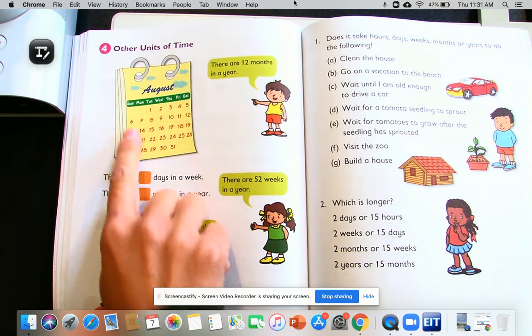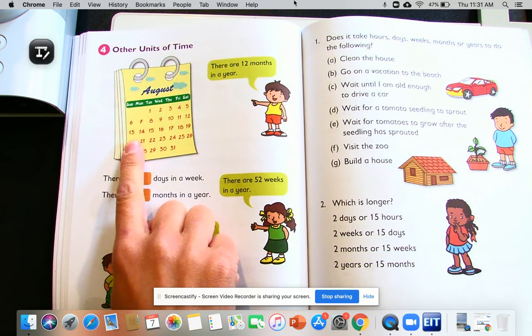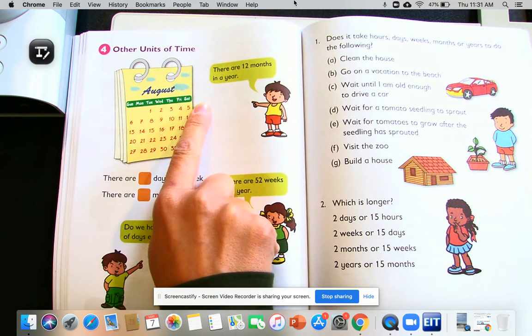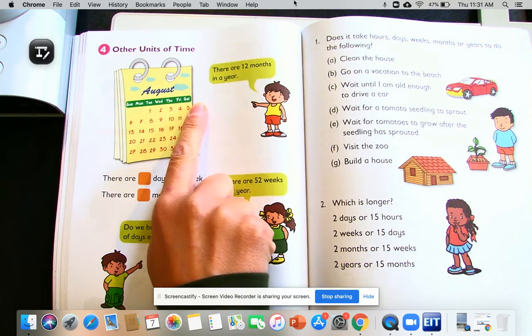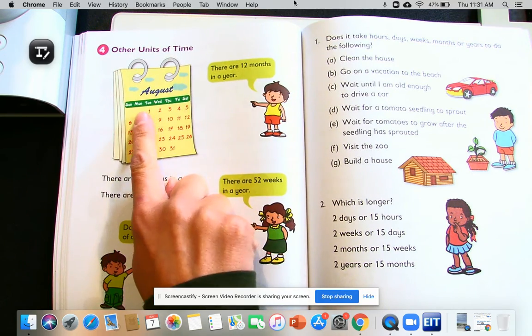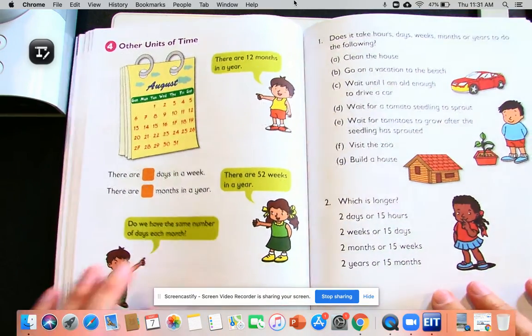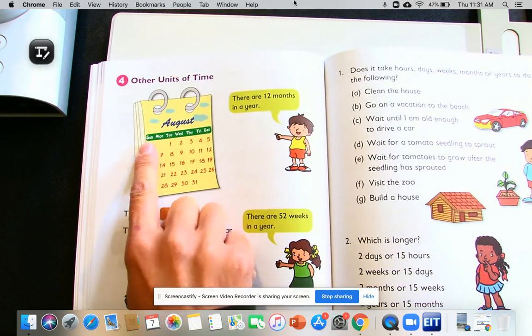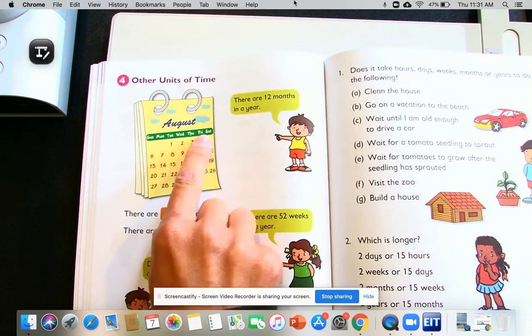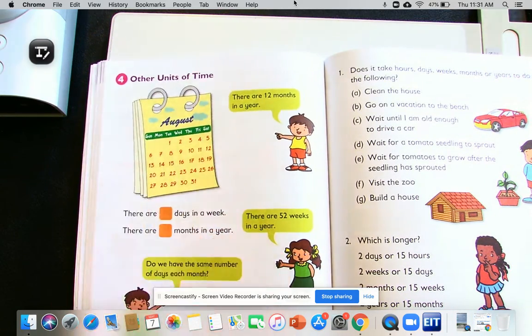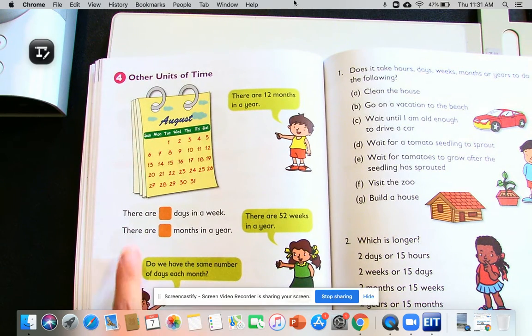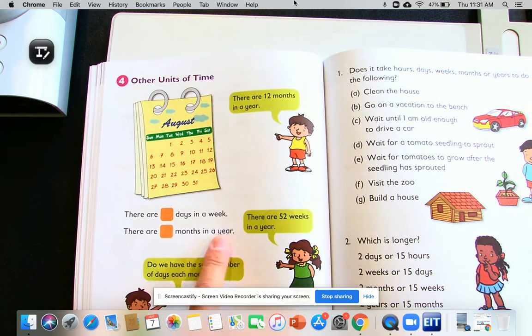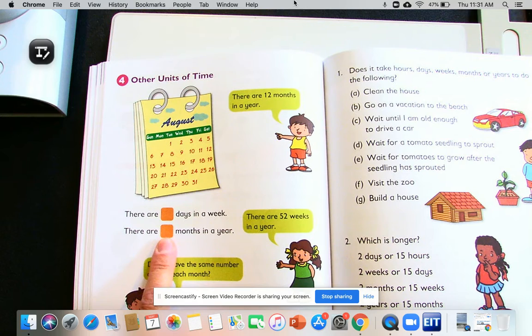And a lot of times calendars will start on a Sunday. And so they kind of go Sunday to Saturday. Our school week and our work week starts on a Monday. But a lot of times we start there with Sunday, Monday, Tuesday, Wednesday, Thursday, Friday, and Saturday. All right, so we have 7 days in a week. There are blank months in a year. And that's kind of what we just talked about. There are 12 months in a year.